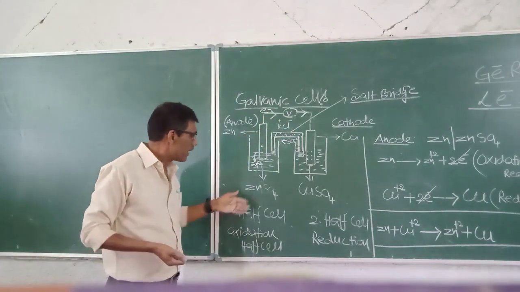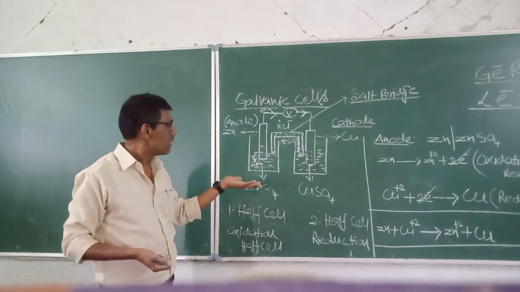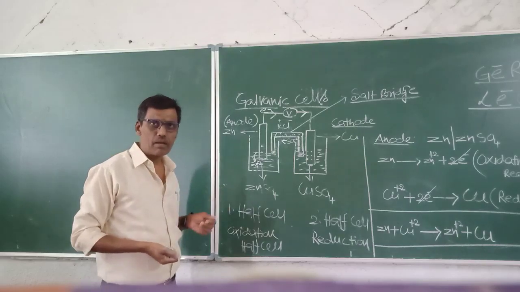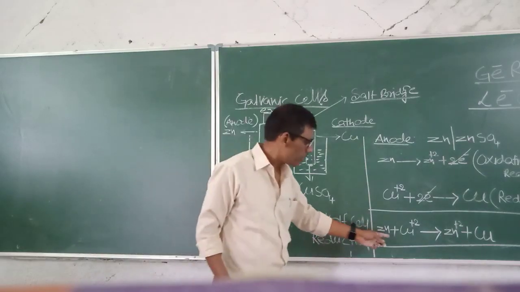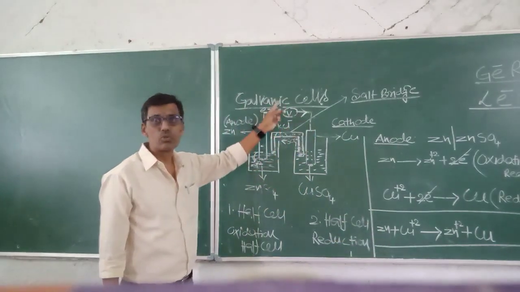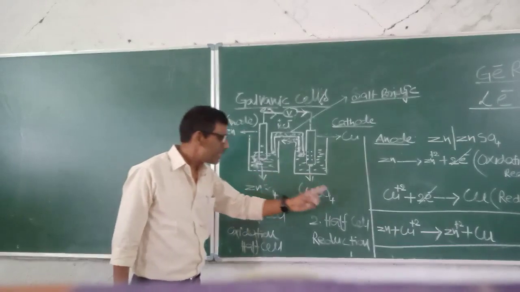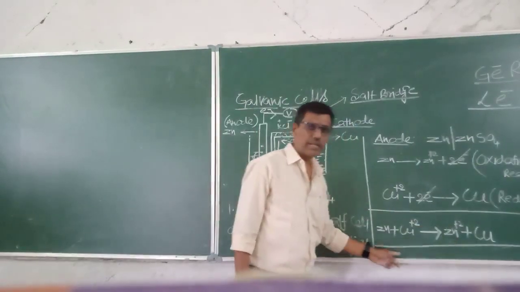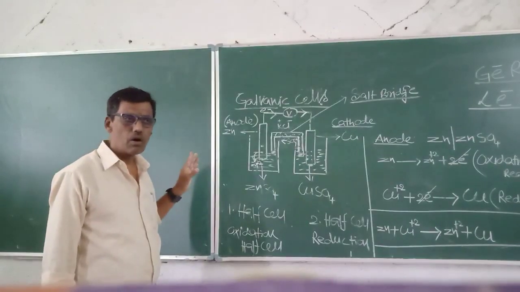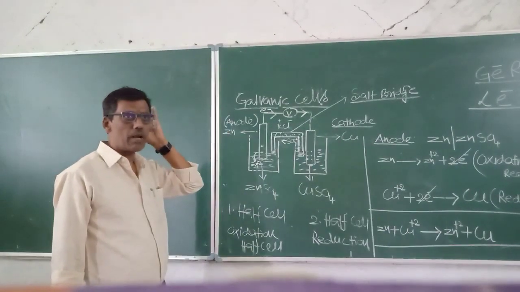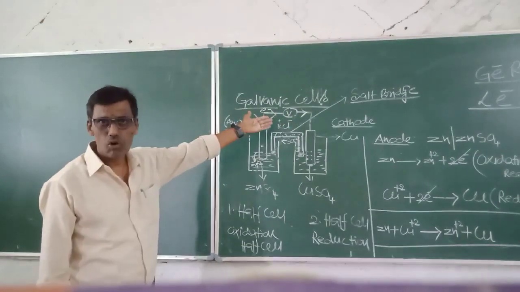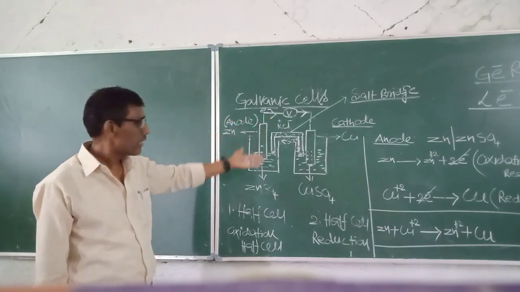So that's why, in this arrangement of equipment, because of the spontaneous redox reaction, electricity is produced. Chemical energy, because of this chemical reaction, is converted to electrical energy. Such an apparatus or phenomenon is called a galvanic cell.